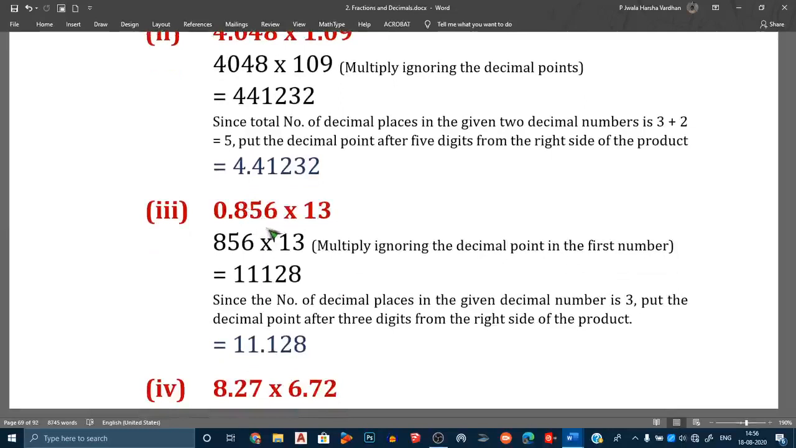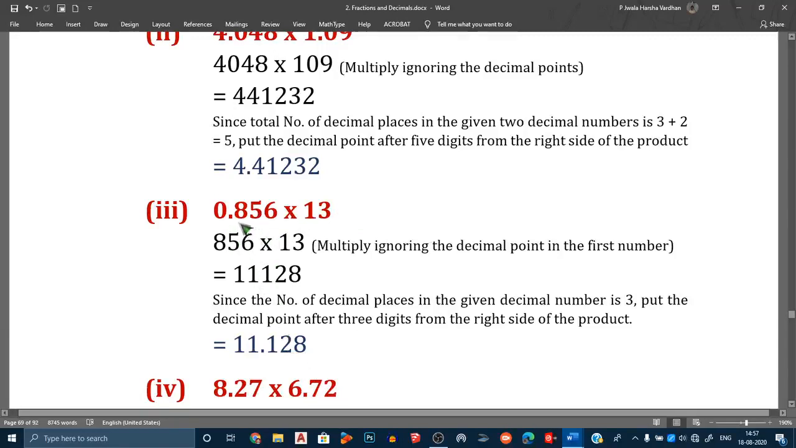Okay. Next, 0.856 into 13. Here you are multiplying a decimal number with a whole number. So you have to consider the decimal part. To put the decimal point, you have to consider this number only. There are no decimal points here. So you have to consider only 3 digits. You have to put the point in the product.